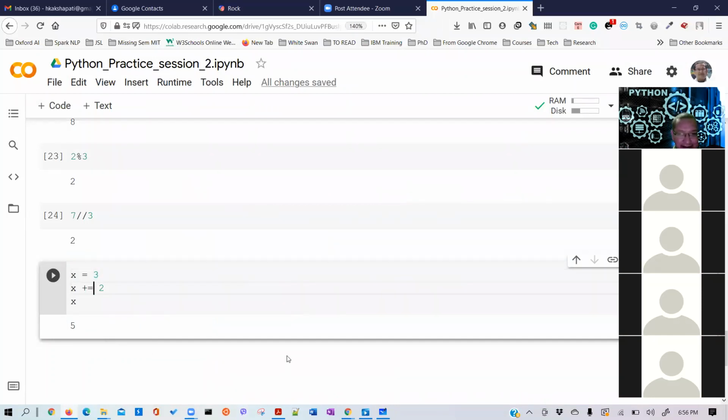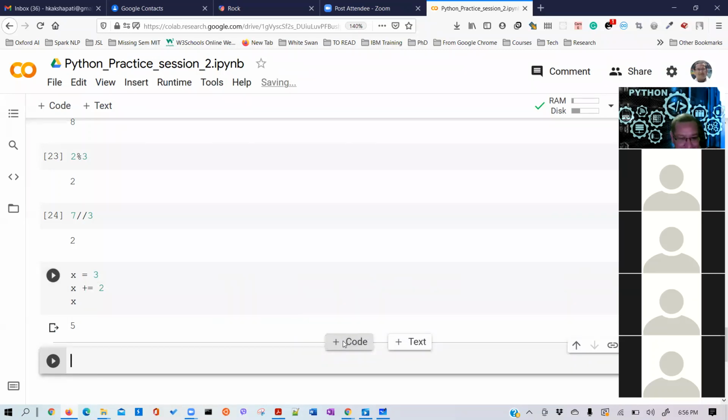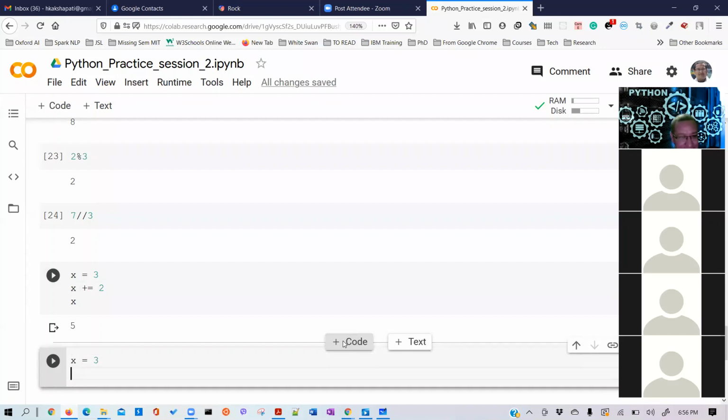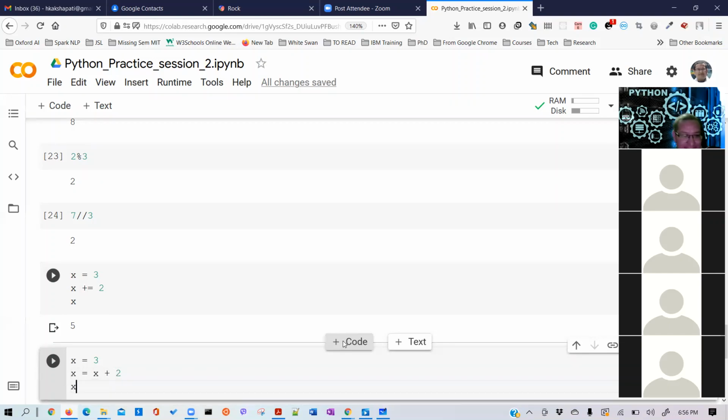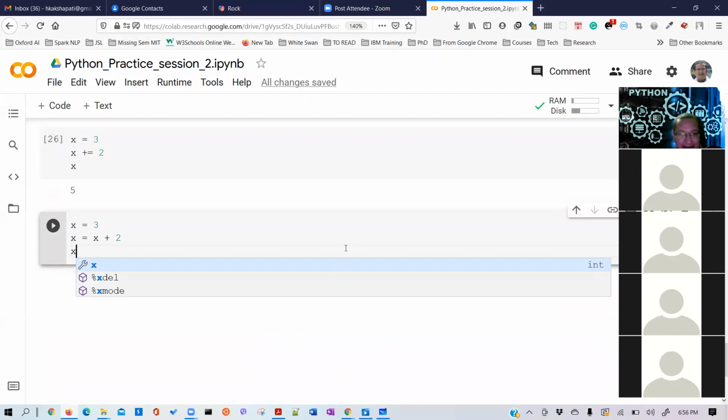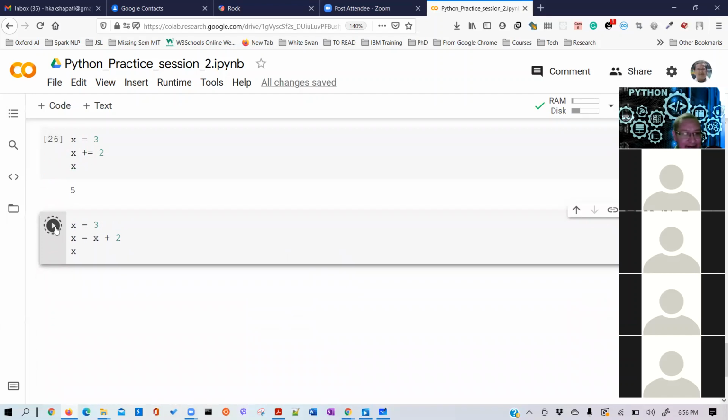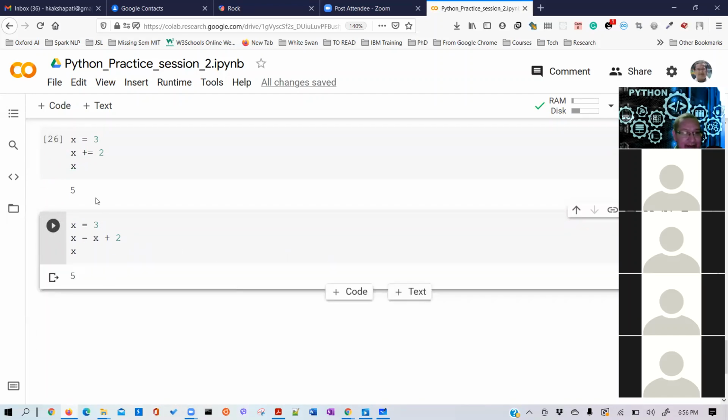I got 5 here. Let's see. x equal to 3, the same code, but instead of writing x plus equal to 2, I write x equal to x plus 2. So I should get the same answer. Let me run it. See, you get the same answer. You can write either way, but this is more compact.